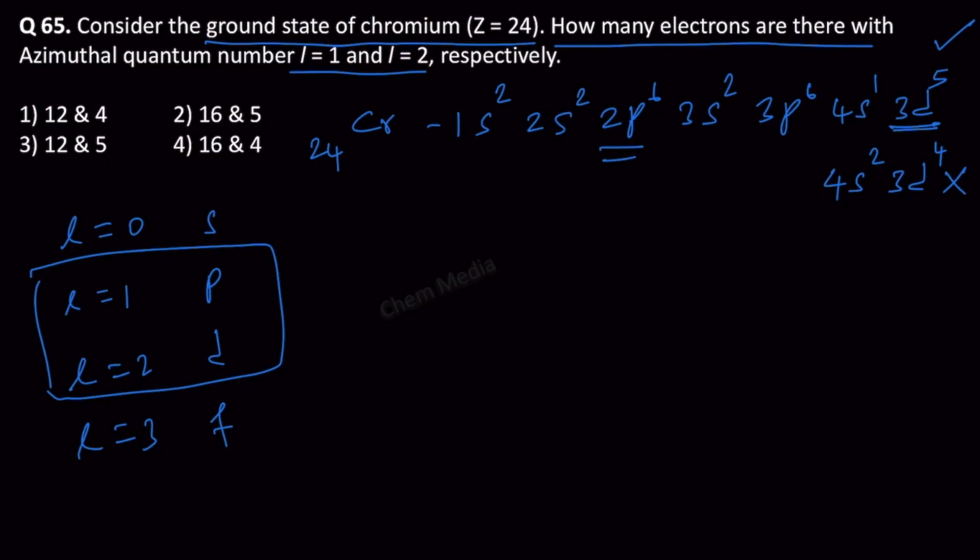Here we have 6 electrons. Here we have 6 electrons. So, altogether it is 12 when L equal to 1. And then in 3d5 we have 5 electrons where L value is equal to 2. So, therefore, option 3 is the correct choice here.